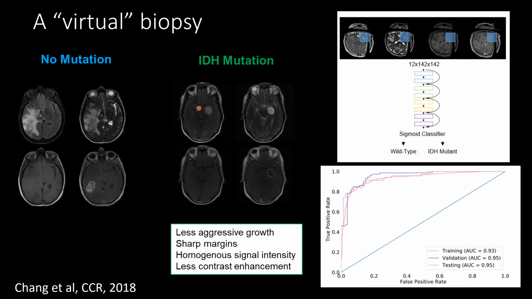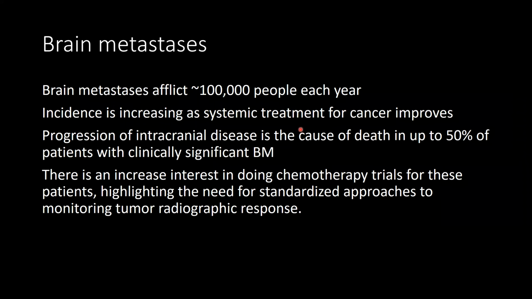And we've shown that there are some imaging characteristics of IDH mutant, and we can capture that with the deep learning models with high classification performance, testing set AUC of 0.95. Switching gears a bit to brain metastases, this is an area where machine learning approaches have similar applications.